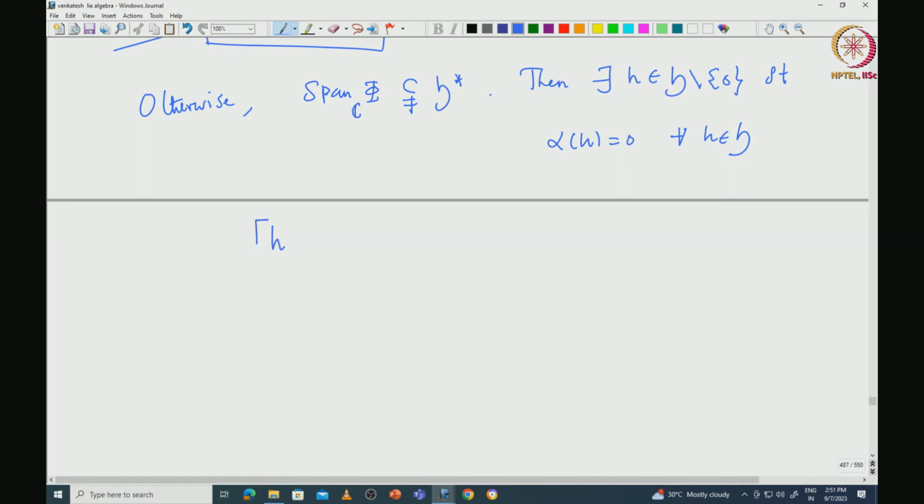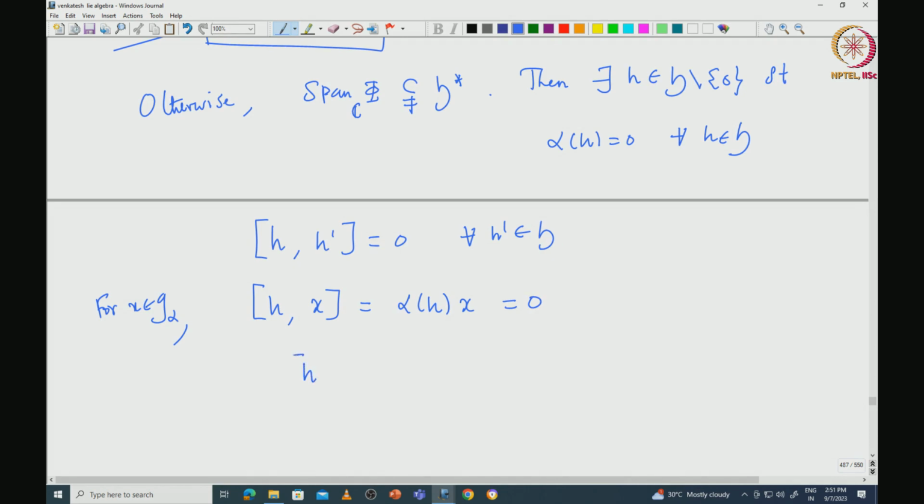Recall that h is going to act on H by 0. If you compute the bracket of h with any x, where x is coming from G alpha, then this bracket h x is nothing but alpha of h times x. But since alpha of h is 0, you get the bracket h x is equal to 0. So, this bracket of h with G alpha is 0 for all alpha in phi. Now put together all this, you can see that the bracket of h with G is actually 0.